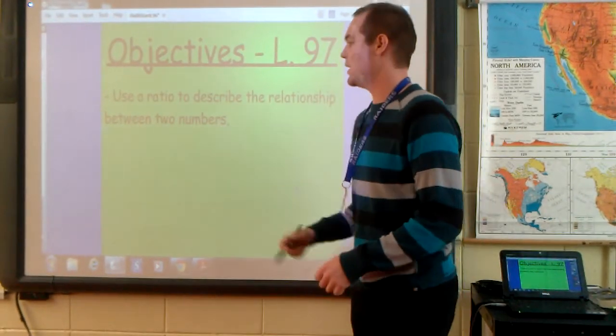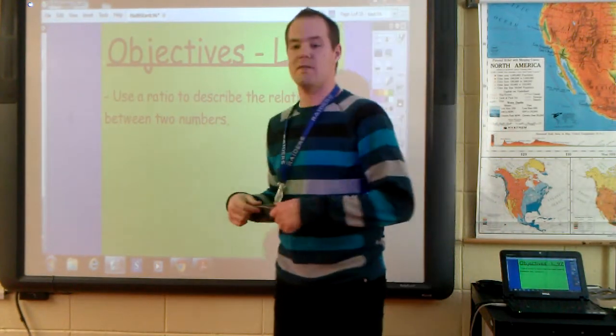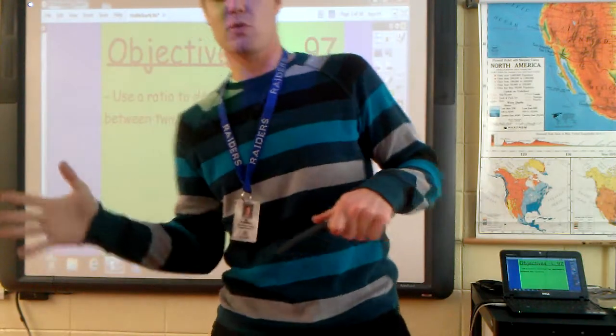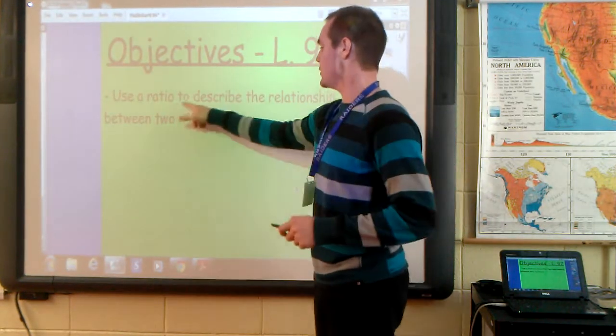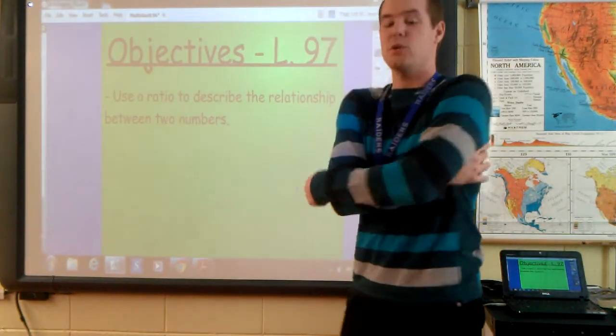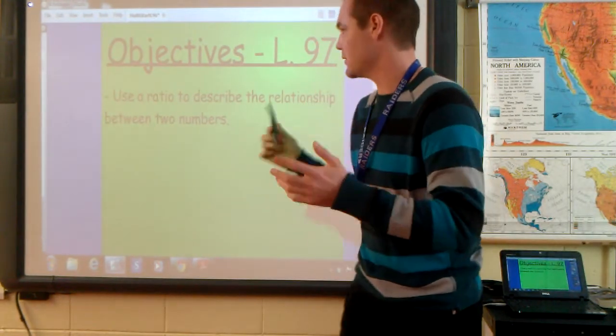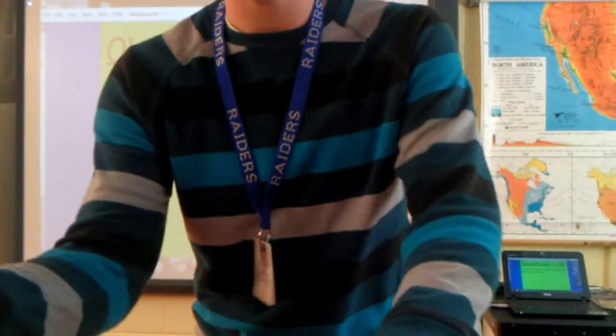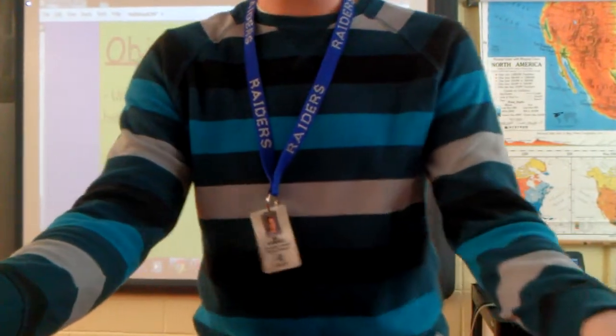Lesson 97, the objective found on page 633, is use a ratio to describe the relationship between two numbers. I guess we'll dig a little bit deeper into that very soon. But the main word there is ratio. A ratio is a way of comparing two numbers by division.